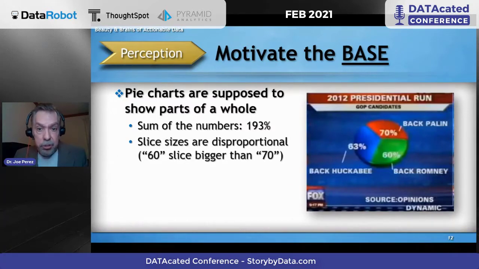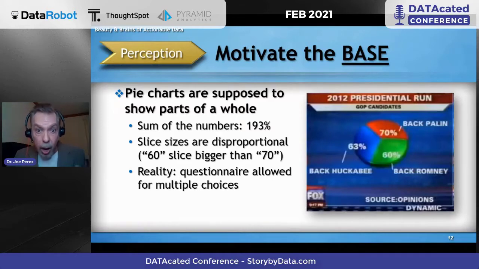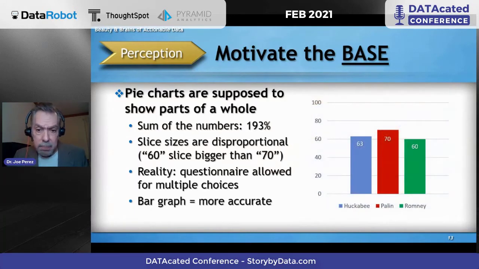In reality, the survey questions used in putting this news report together allowed for multiple choices. That is, respondents were able to indicate support for more than one candidate. Aha! Now you see why the numbers add up to more than 100. In and of itself, that's not necessarily a problem. But the problem here is that's not the way you show things in a pie chart. Okay? So we can therefore conclude that this pie chart is misleading. And in this particular case, a bar graph would have reflected the data more accurately, don't you think? Yeah, something like this. All right, it's the same data, but presented in a way that is not misleading.